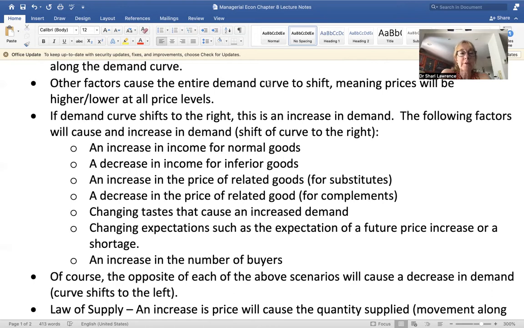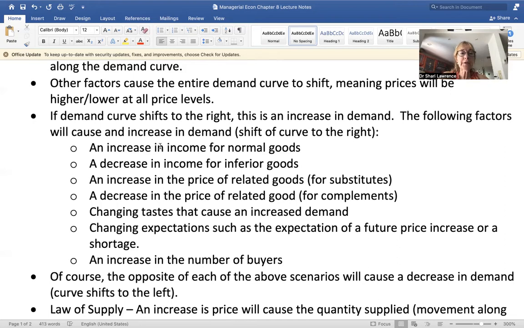So let's look at some of these factors that cause a change in demand, which is a shift in the curve. So these examples that I'm giving you are all causing an increase in demand. They're all causing the demand curve to shift to the right. Obviously, the opposite would cause it to shift to the left or be a decrease in demand. Okay, so let's look at the following factors that cause an increase in demand, which is a shift in the demand curve to the right.